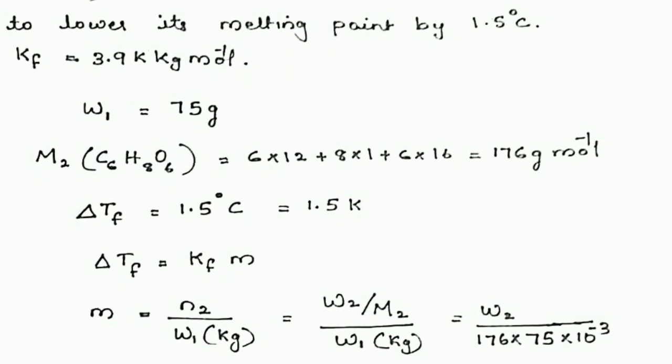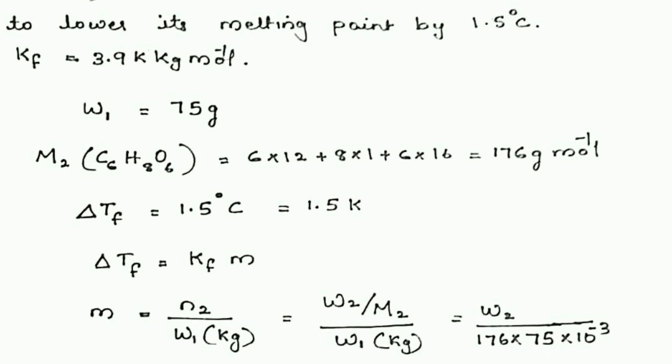KF is already given and delta TF also is given, so we have to find out only molality. We know that molality is the number of moles of solute divided by mass of solvent in kilogram, that is N2 divided by W1 in kilogram. N2 we can calculate by the formula W by M, so N2 is equal to W2 by M2 here. W2 is what we have to find out, and M2 is the molar mass of ascorbic acid.